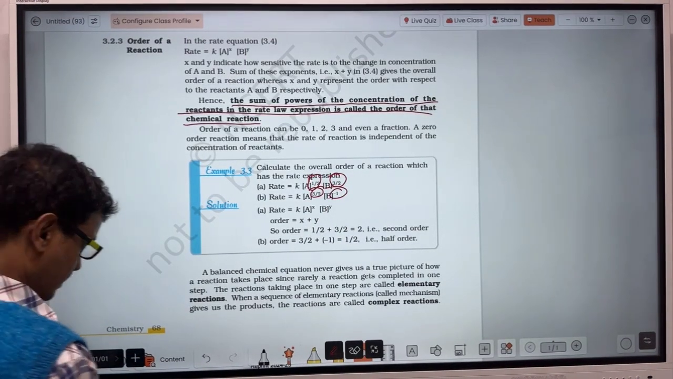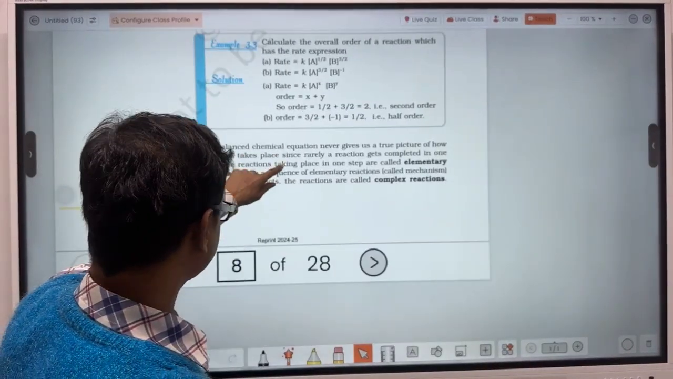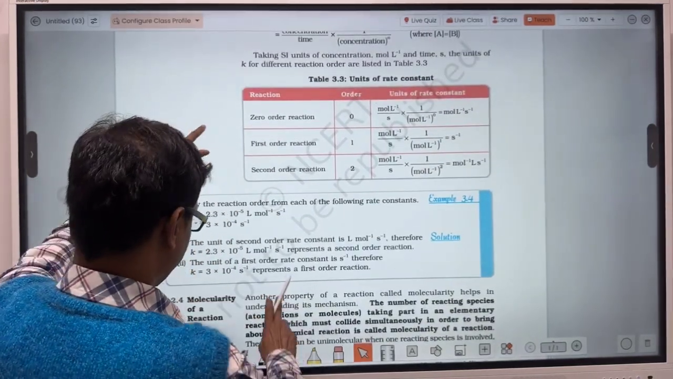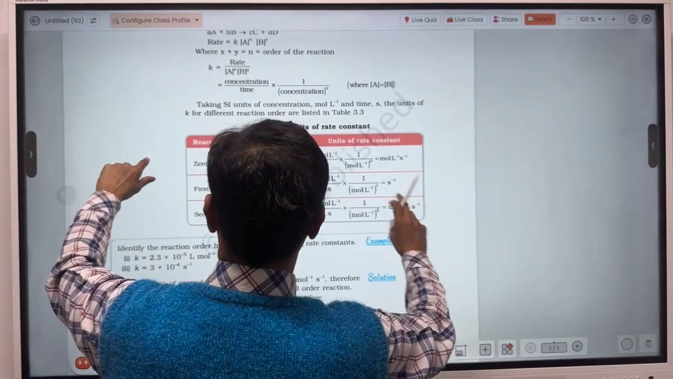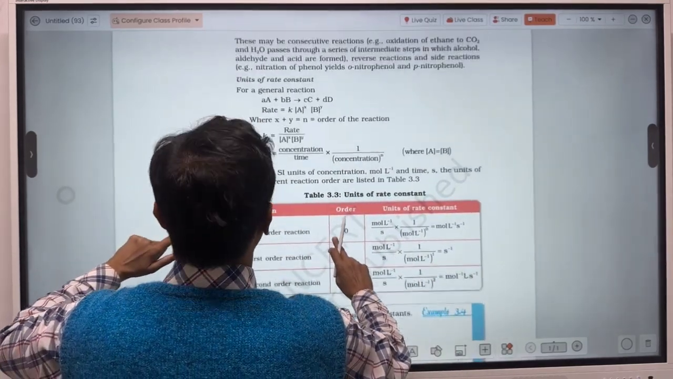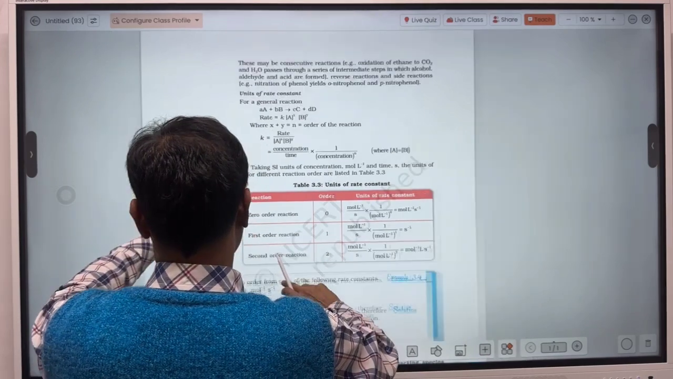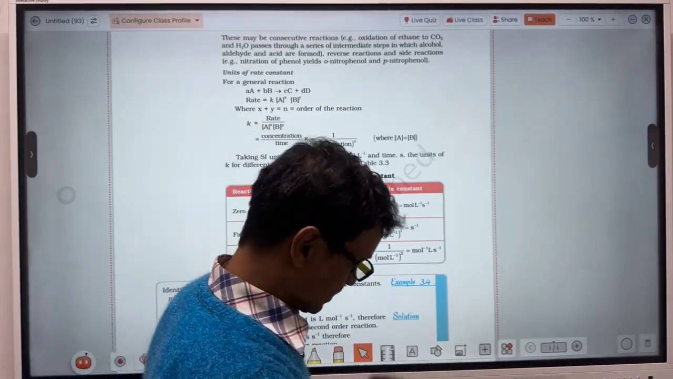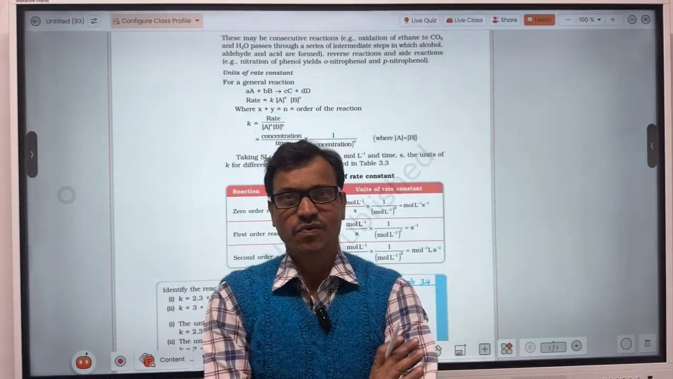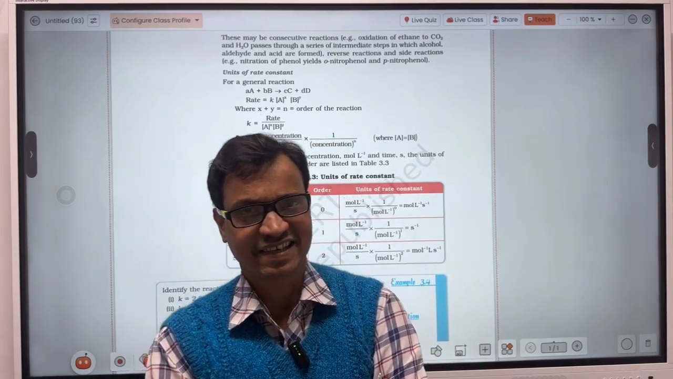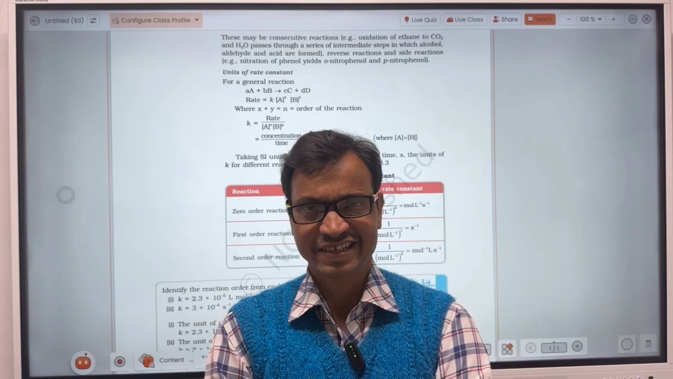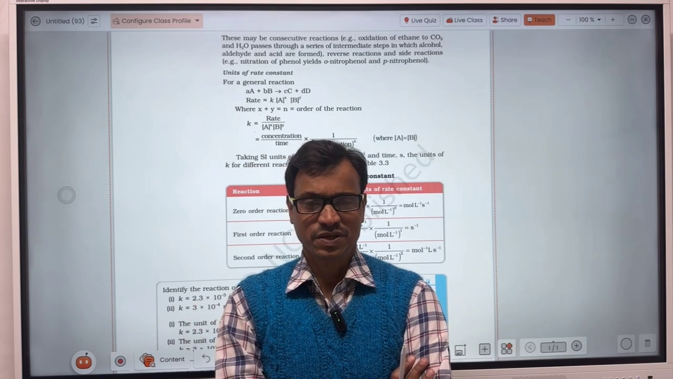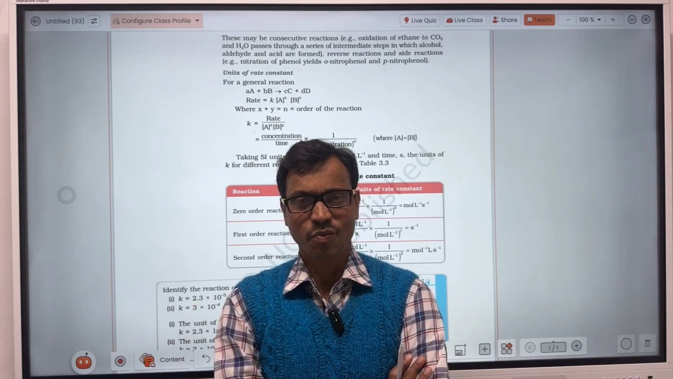Very easy it is. Then, what is an elementary reaction and what is a complex reaction? The elementary reaction is the reaction which takes place in a single step. And a complex reaction is the reaction which takes place in more than one step. That will be called a complex reaction.